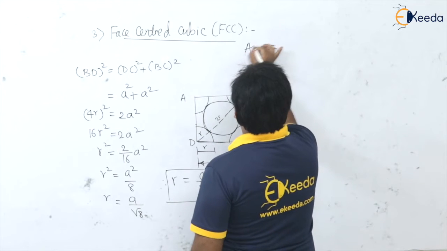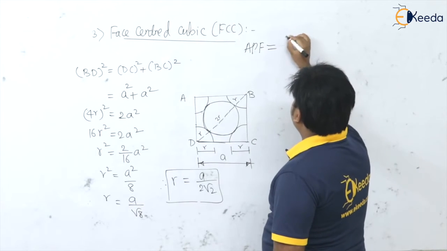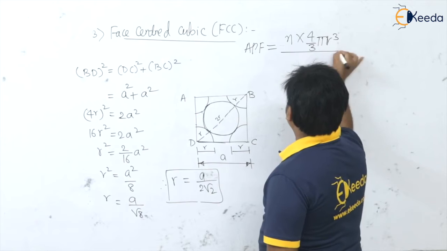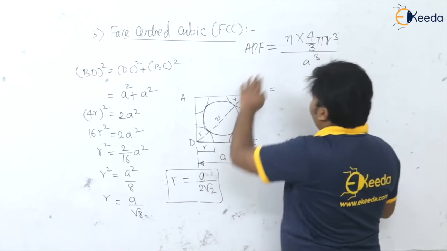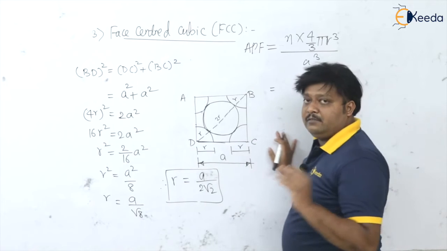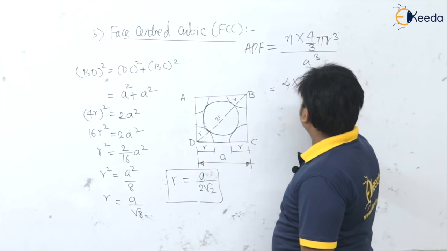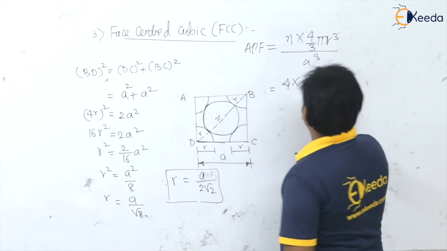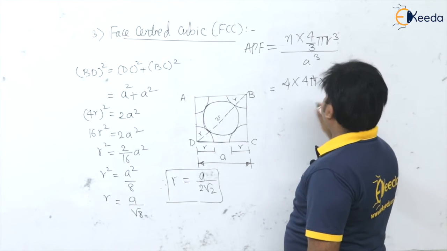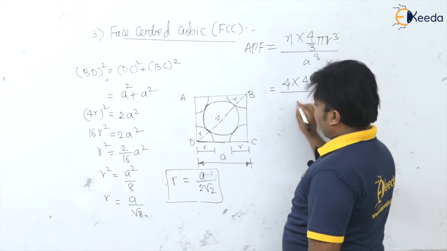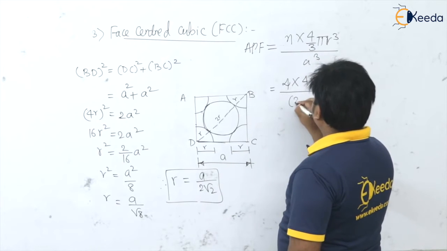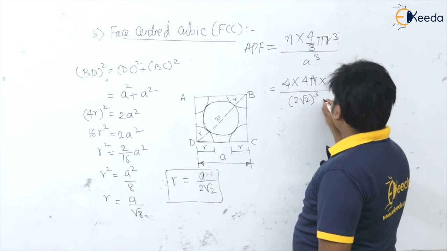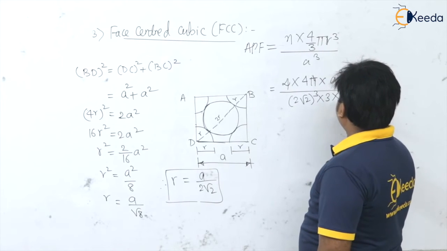And what is the atomic packing factor? How to calculate? This is N into 4 upon 3 pi R cube divided by A cube. So what is the average number of atoms per unit cell for FCC? We have calculated, it is 4. So 4 into 4 pi, and R is how much? A upon 2 root 2. So A cube upon 2 root 2 cube, divided by 3, divided by A cube.